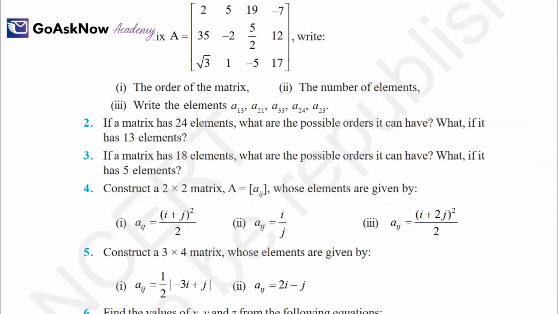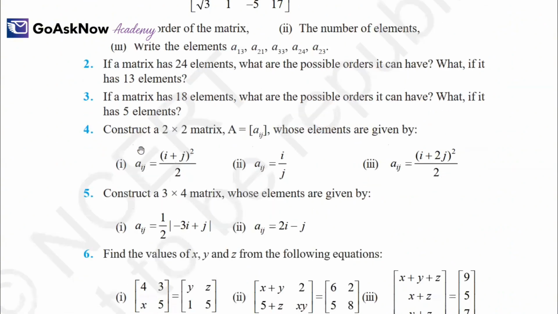Let's see the next one. Construct a 2 cross 2 matrix Aij where elements are given by this formula. So this is a simpler example. I have solved this question in the previous class as an example, so you can see there and find out how it can be formed. You just have to put the values of i and j and you will get the corresponding element for each position. So I hope that you can solve this.